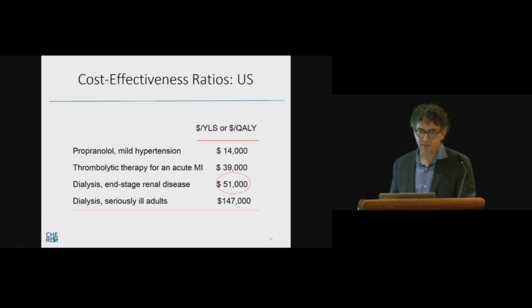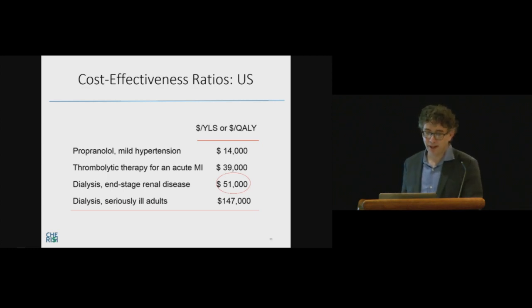But to give a sense, propranolol for mild hypertension, thrombolytic therapy for an acute MI, and then you get to dialysis and end-stage renal disease at $51,000 per QALY gained. So some people may have heard this ICER of $50,000 per QALY gained is the threshold of willingness to pay in the US. That's where this comes from. It comes from the ICER of dialysis, and because dialysis is baked into the Medicare legislation, it was taken as sort of a reasonable proxy for willingness to pay in America.